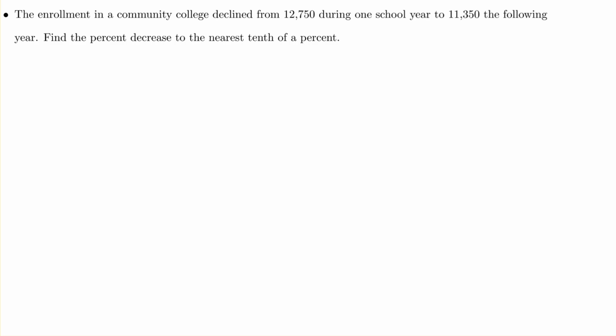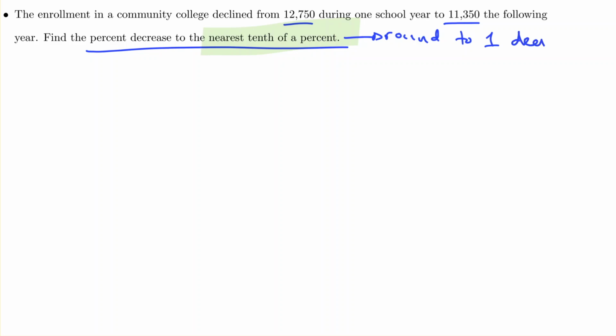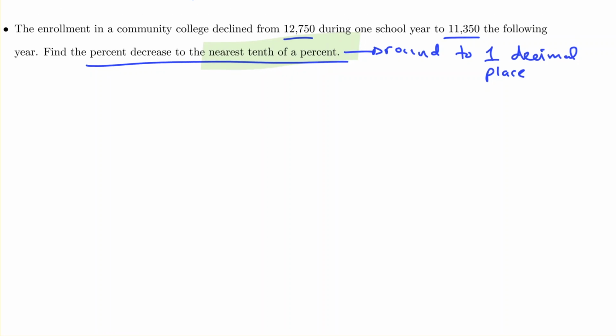So the enrollment in a community college declined from this value to this value in the school year. Find the percent decrease to the nearest tenth of a percent. Nearest tenth of a percent is telling us how we should round. So a tenth of a percent is equivalent to rounding to 1 decimal place. Just as a quick review, if it's 100th of a percent, that's 2 decimal places. 1,000th, that's 3 decimal places. So I'm going to identify the new and old. So this was the old value, and it became this new value.